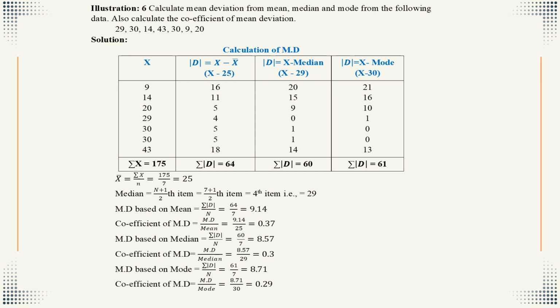That is sigma modulus D: based on the mean 64, based on median 60, based on mode 61. The total of that has to be calculated. 16 plus 11 plus 5 plus 4 plus 5 plus 5 plus 18 gives 64. Like that, other calculations should be done.